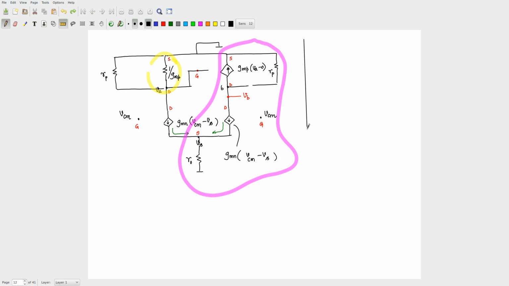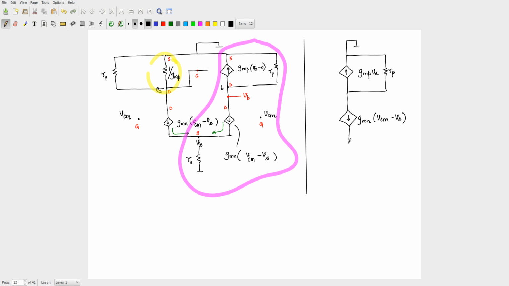how will the circuit for Vb look? Okay, so I have one current source here. That is going to be Gmp times Va. I have a resistor there which is Rp, that goes to ground, and I have a current source here which is Gmn times Vcm minus Vs, and the only difference being that I have an R0 connected to ground.